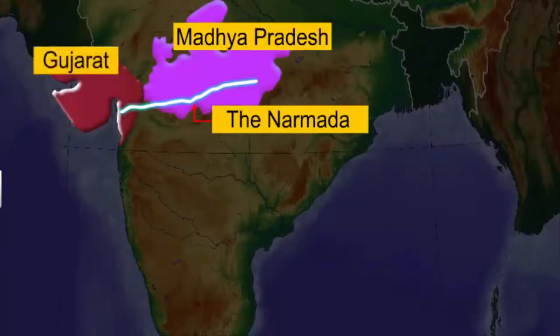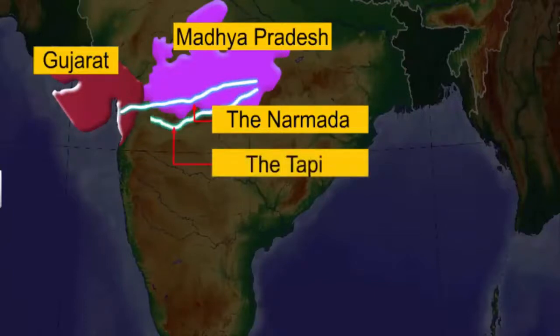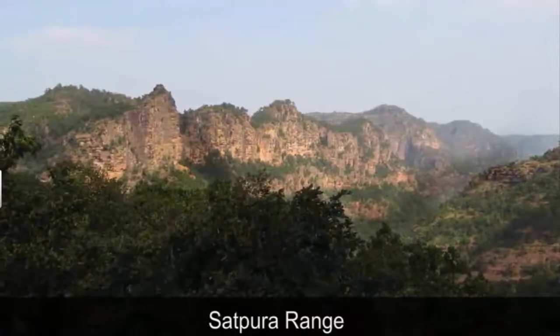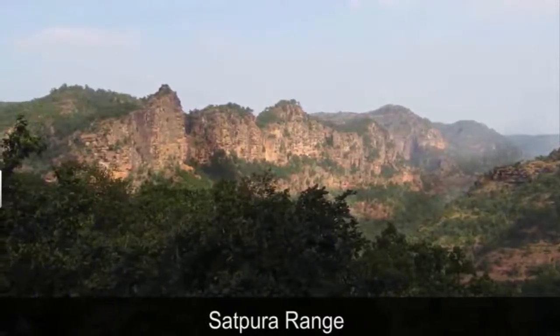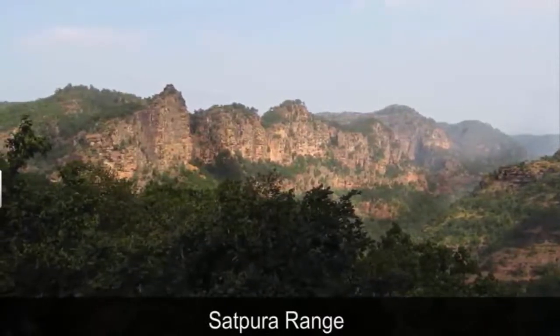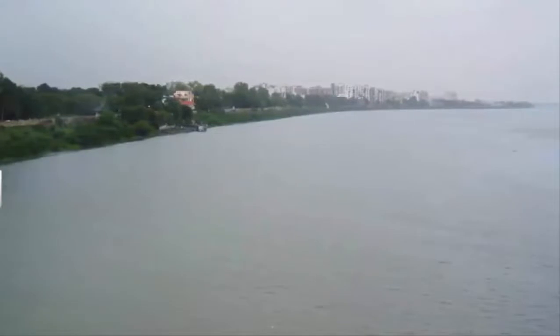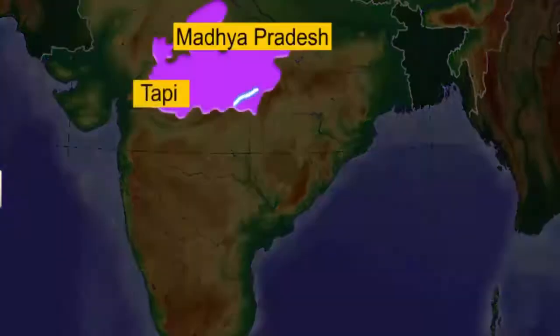Like the Narmada, the Tapi River also starts in Madhya Pradesh. It originates from the scenic Satpura ranges located in Betul district. The Tapi River flows a distance of over 700 kilometers, covering parts of Madhya Pradesh, Gujarat, and Maharashtra.